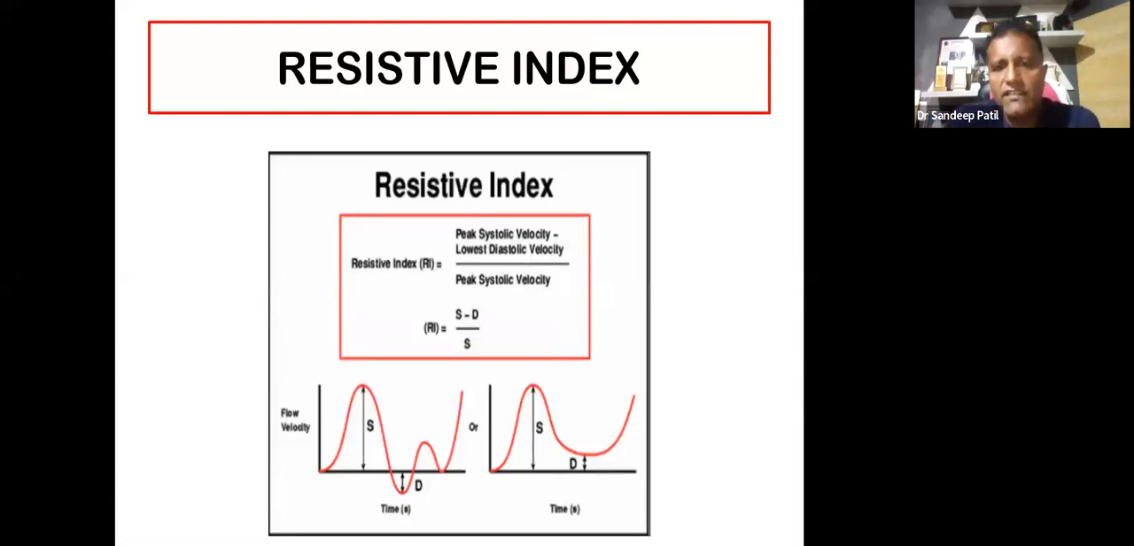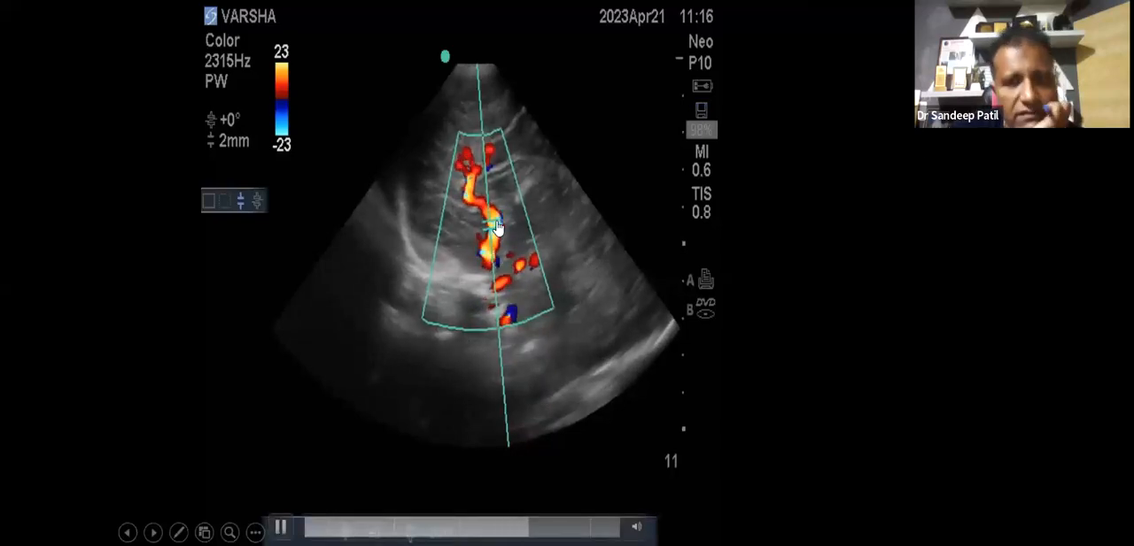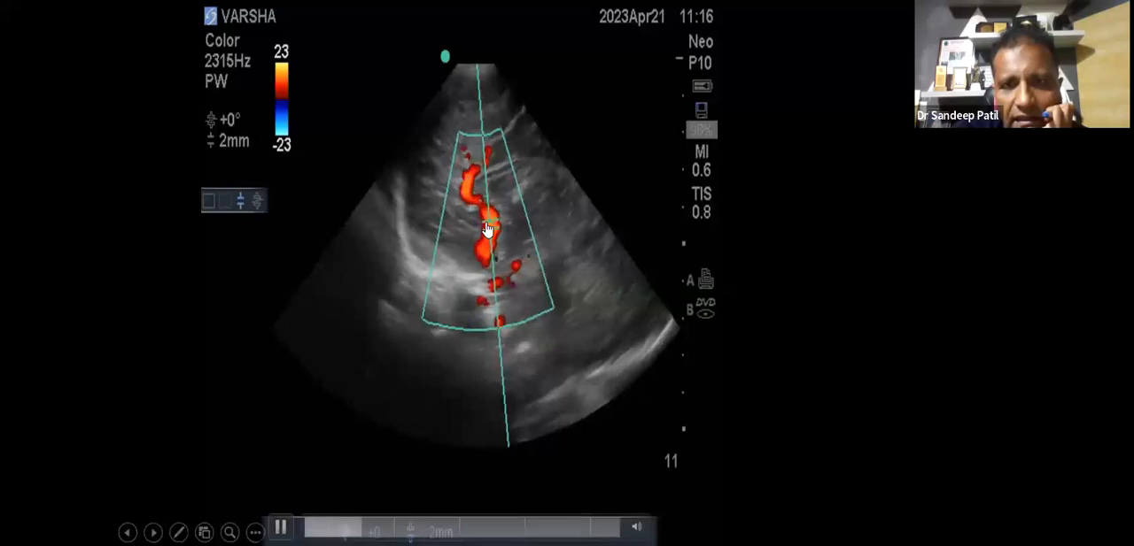So what is resistive index? Resistive index is nothing but peak systolic velocity minus lowest diastolic velocity divided by peak systolic velocity. That is systolic minus diastolic divided by S. So how do we calculate that? You have to keep in mind, do the sagittal view on neurosonography, keep the cursor on this side, and try to locate the anterior cerebral artery. You have to put pulse wave Doppler here.